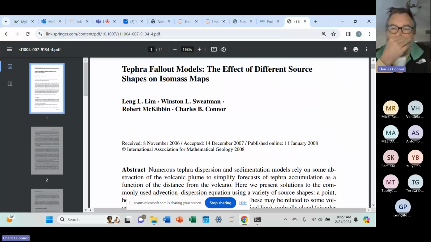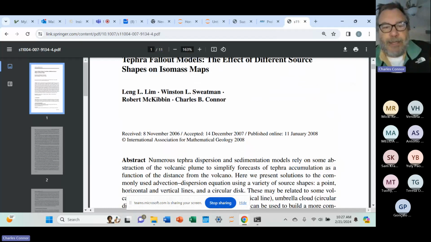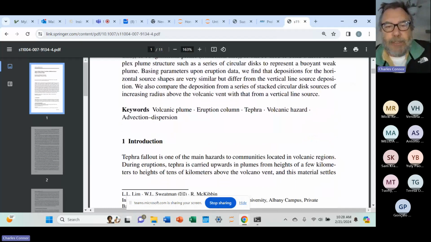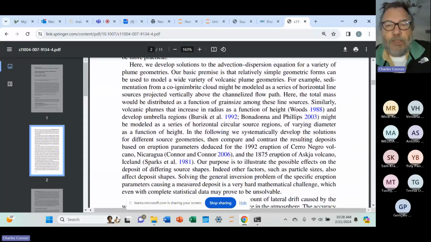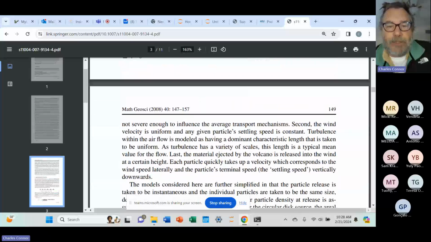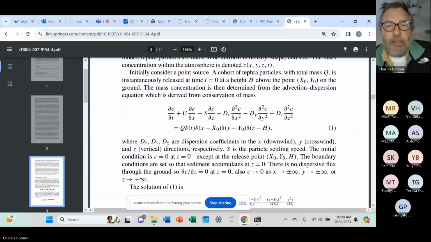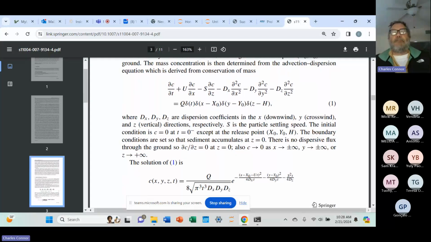Her main point in this paper, which was her dissertation, was looking at different source shapes. Like, do we have a long curtain of fire, or do we have an umbrella cloud, or do we have a bent over plume or something like that? Looking at those different source shapes and their impact on isomass maps. But I think the elegant thing about this is she was able to look at the mathematical basis for the eruption in a lot more detail, in a different way, I should say, than we had previously.